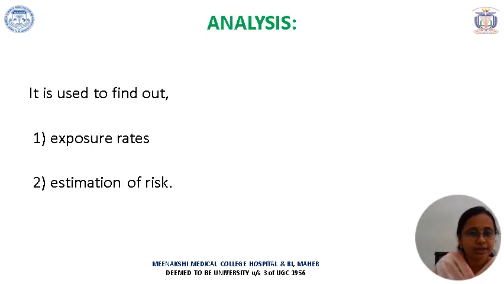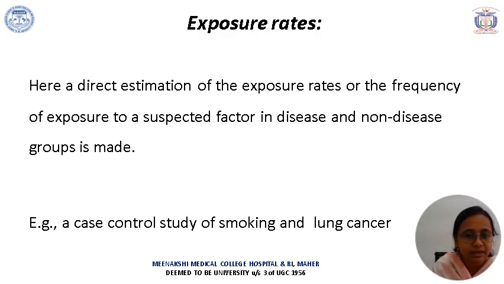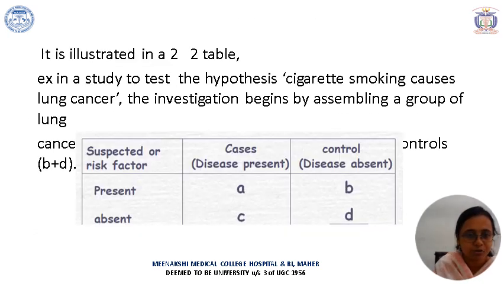And coming to the last step, the analysis part. After data collection, we have to calculate the exposure rates and find out the estimation of the risk. Exposure rate is the frequency of exposure to a suspected factor in the disease and non-disease groups. For example, in a case control study on the association between smoking and lung cancer, we take two groups of patients, with lung cancer and without lung cancer, and see whether they have a history of smoking or not.